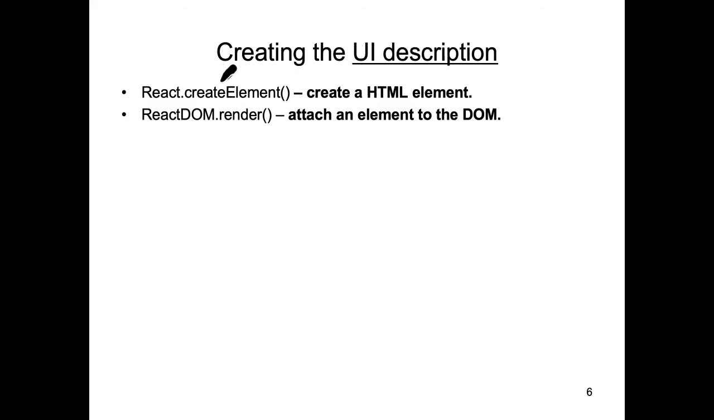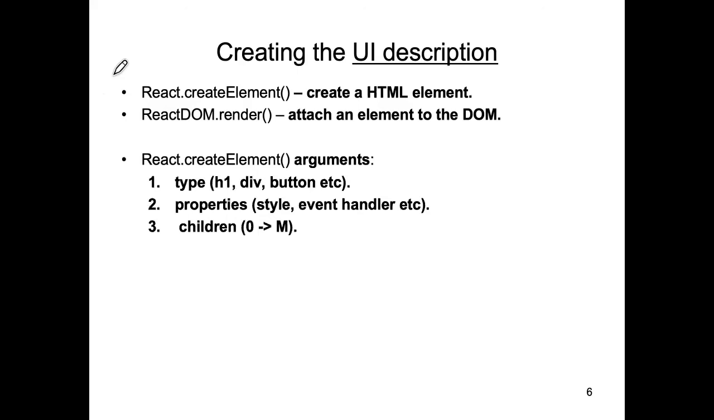So we use this method to create HTML elements, and then we attach them to the DOM using this method. And it's as simple as that, really, in terms of how we build user interface descriptions in React. If we look at those two methods in a bit more detail, the React.createElement method, I'm telling you here what its signature is.